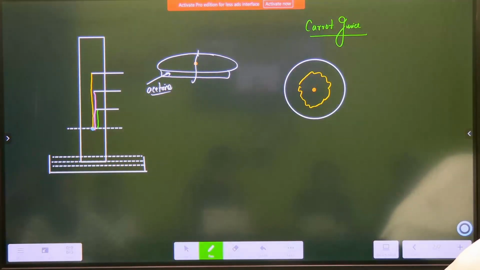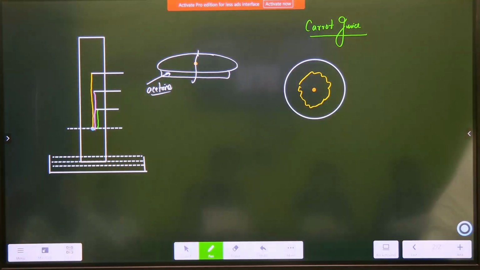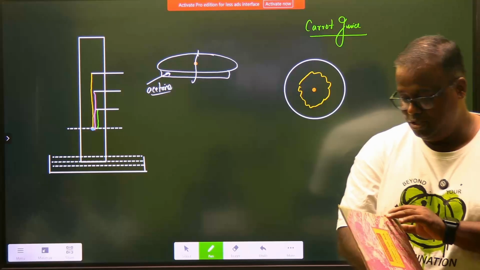I don't know how much I can, it is still clear, but it should be there. Yes. Okay. How much it should be?